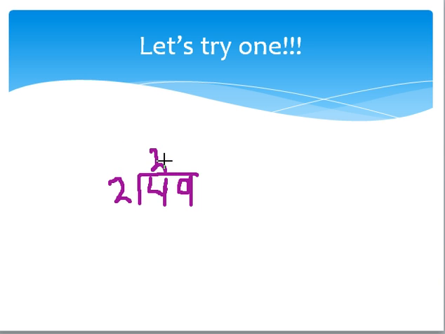Next, you must multiply. You have to multiply 2 times 2, and you get 4. So you put the 4 down here and subtract. And then bring down. Now you must think, how many times does 2 go into 9 without going over? In other words, 9 divided by 2. You know that you can't divide 9 by 2 evenly since 9 isn't an even number.